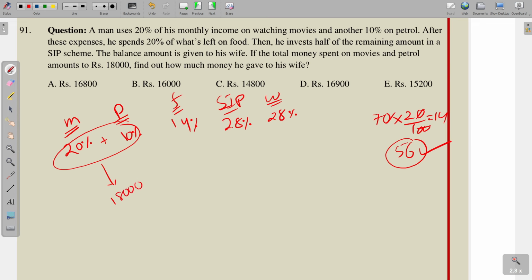Now the total money spent on movies and petrol, which is 30%, is 18,000. Then find out how much money he gave to his wife, which is 28. By multiplying this by 600, we will get the answer for this question. In the same way, 6 8s are 48, 6 2s are 12 plus 4, 16, so 16,800 is the amount for this question.